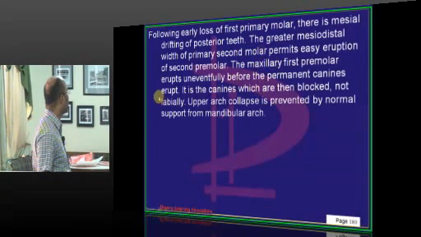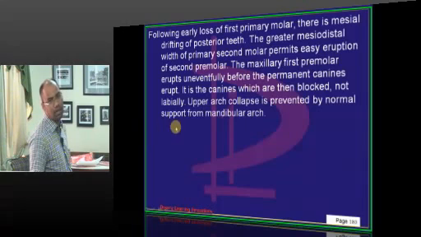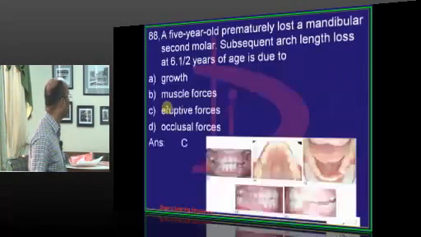The maxillary first premolar erupts uneventfully before the permanent canines, and the canines are then blocked out, most probably either labial or transposed, either of it.